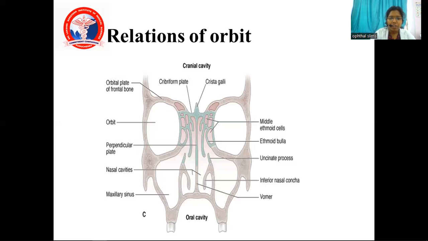This is the picture depicting the relations of the orbit. Here you can see the orbit, and superior to the orbit is located the cranial cavity, and the orbital plate of frontal bone is located here. Inferiorly, the orbit is related to the maxillary sinus, and the nasal cavities, ethmoid bone, and ethmoidal air cells are located medial to the orbital wall.